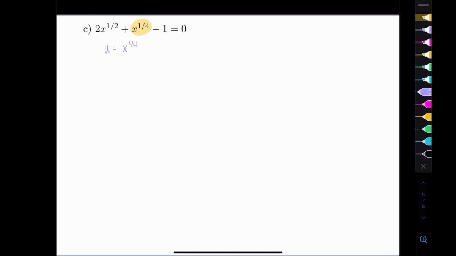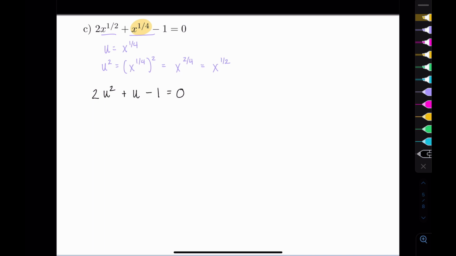Now what I can do is if I square u, this would be x to the 1/4 squared. When you take an exponent and raise it to another, we multiply the 2. So this is x to the 2/4, which is the same thing as x to the 1/2. So by making this substitution, we can change both of these in terms of u. So our equation becomes 2, x to the 1/2 is u squared, x to the 1/4 is u, and then we got -1 equals 0.